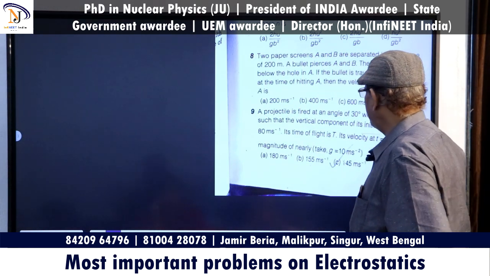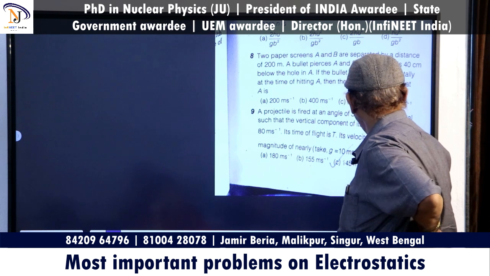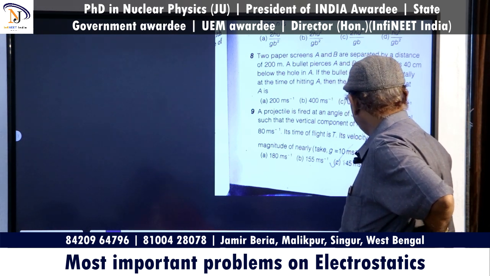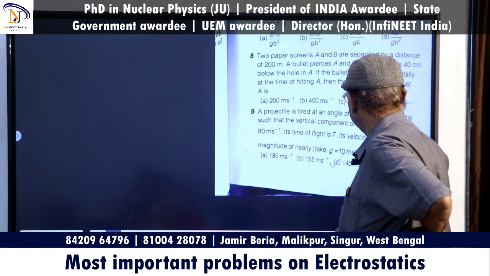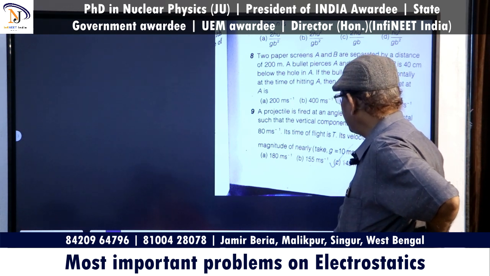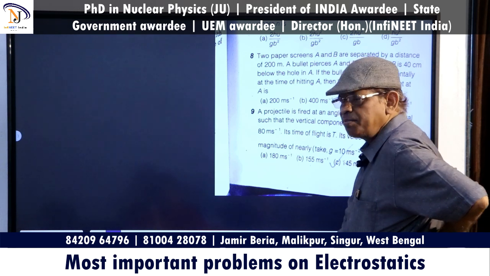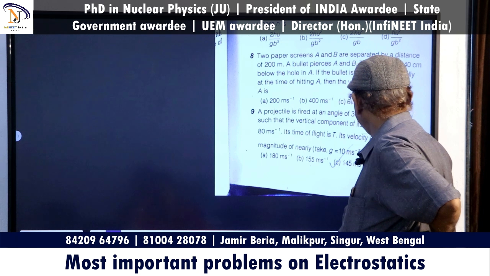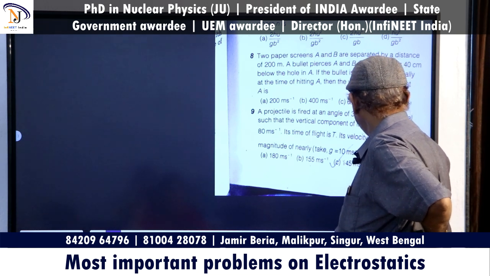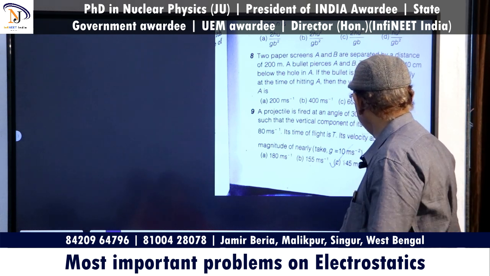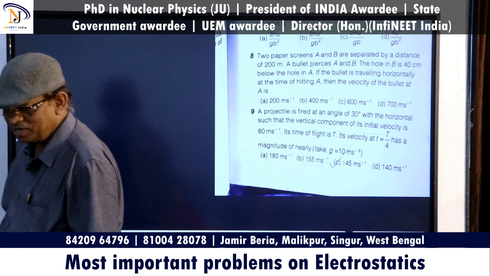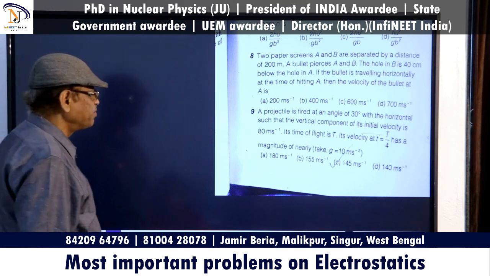A projectile is fired at an angle 30 degrees with the horizontal, such that the vertical component of initial velocity is 80 meters per second. Easy. Its time of flight is T. Its velocity at t equals T/4. Very easy. How can you calculate it? You tell me. Just you see.